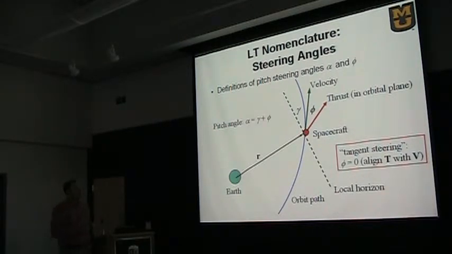If I have this special case, if I use what's called tangent steering, it just means line up the thrust vector with the velocity, or let this angle phi be 0. And it turns out that maximizes the rate of energy. That's actually maybe a good strategy to start with.